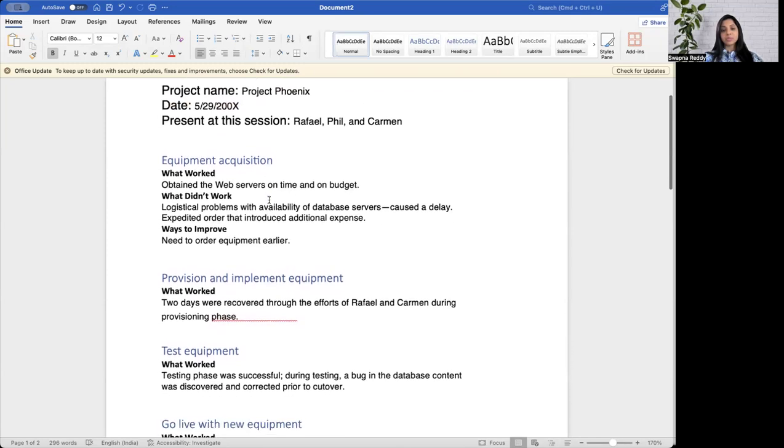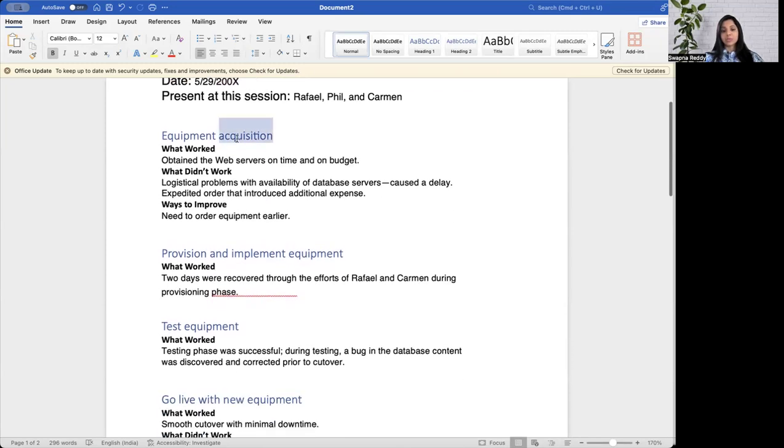Now, at the end of the project closure phase, let's say, what was the initial step that you took? Let's assume it was equipment acquisition in this scenario. What really worked well for you, right? Acquiring that infrastructure on time, on the planned budget. That is a quick win, right?